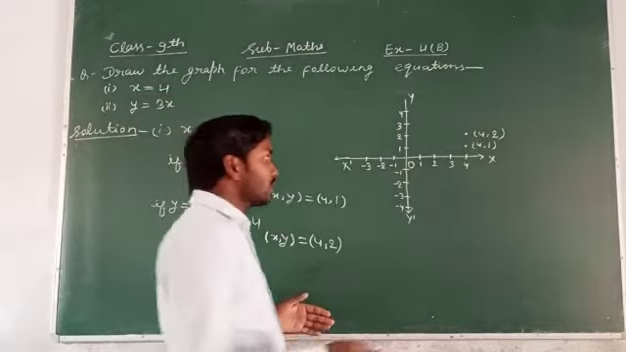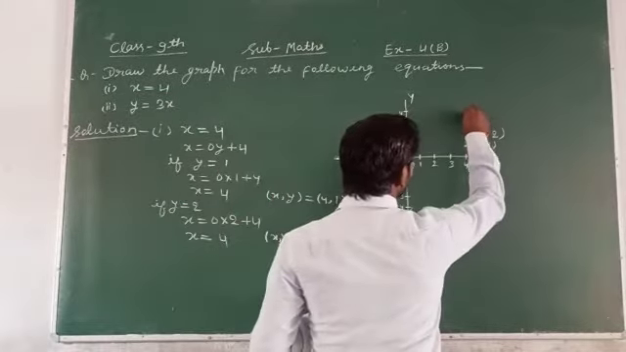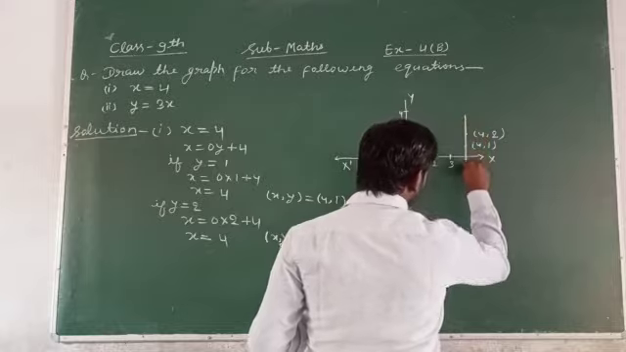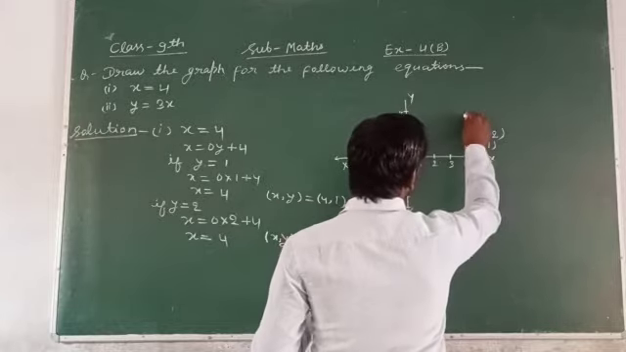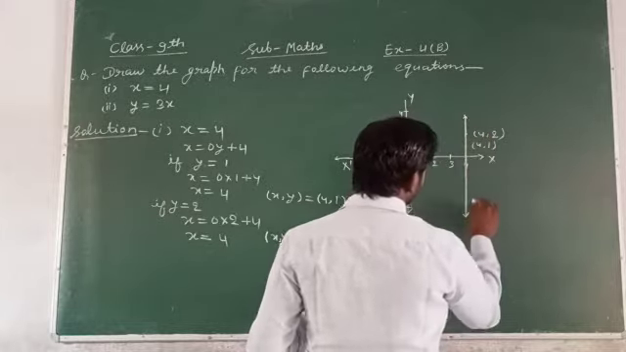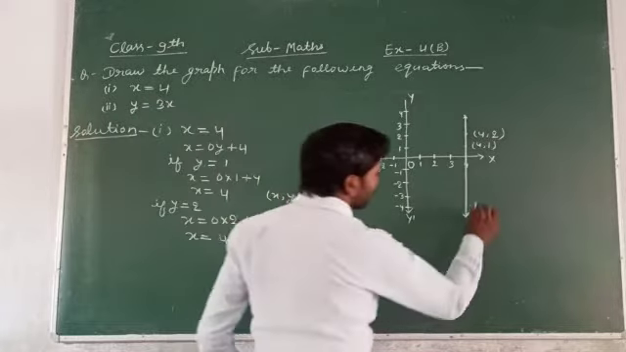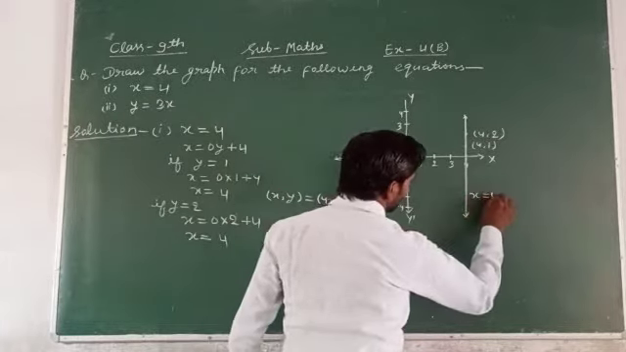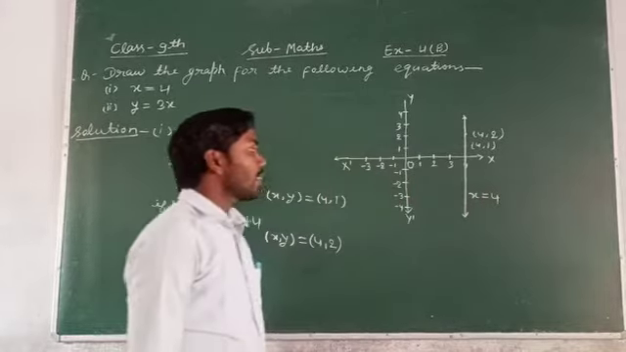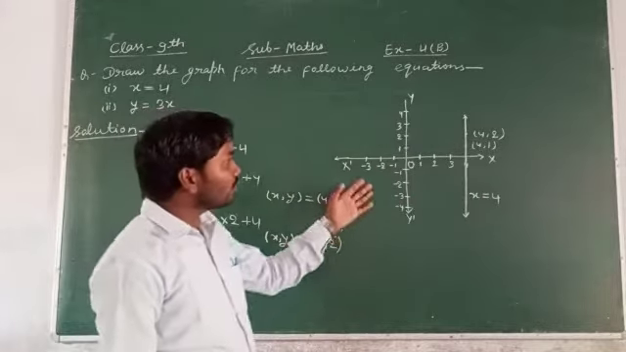Now we will join the points. So when we join the points, this line will represent x is equal to 4. So this is the graph of the equation x is equal to 4.